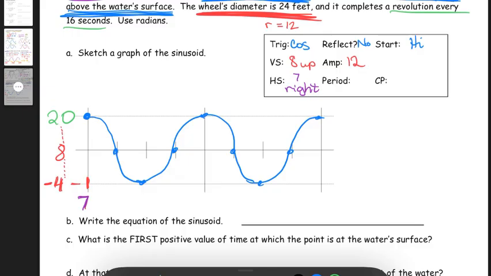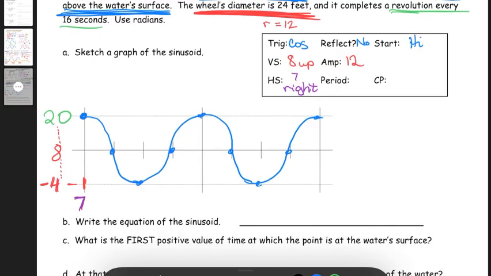The period of the graph is given to us, it completes 1 revolution every 16 seconds. So 16 seconds after that point was at its first peak, its first high, it's at a high again. So 7 plus that 16 is 23, and plus another 16 would be 39. So those are the number of seconds where the point on the wheel is at its highest.